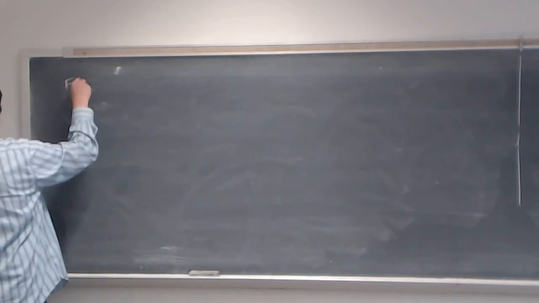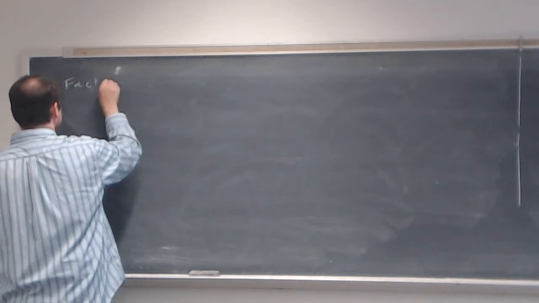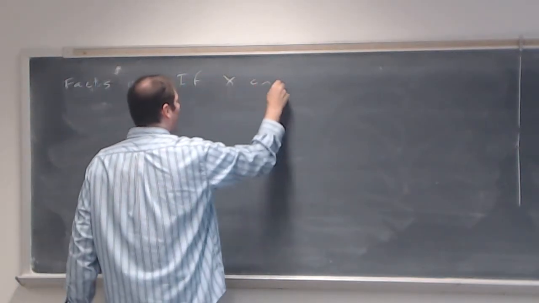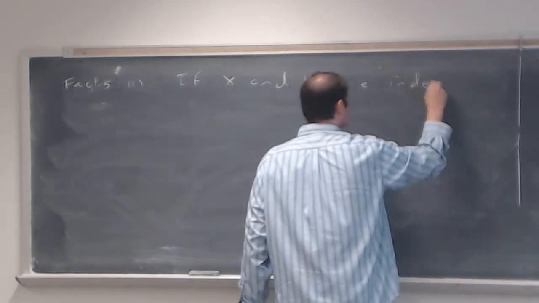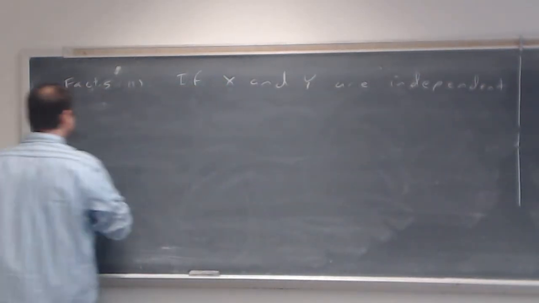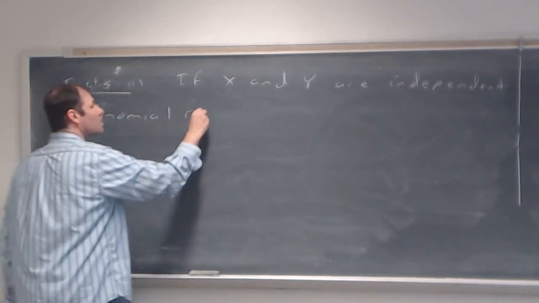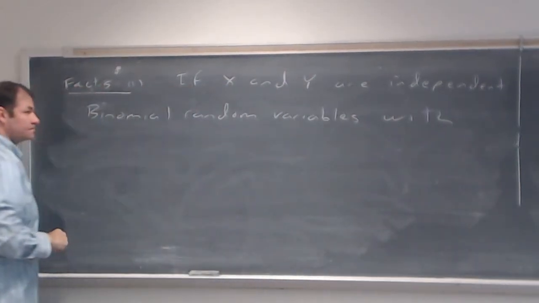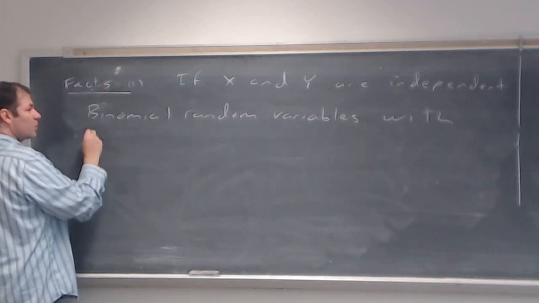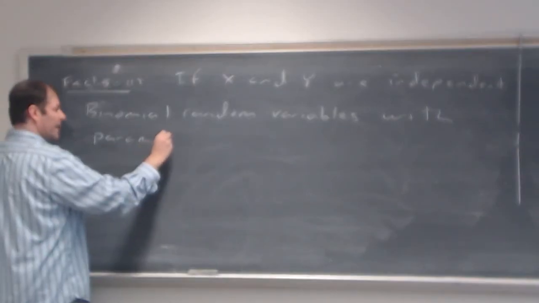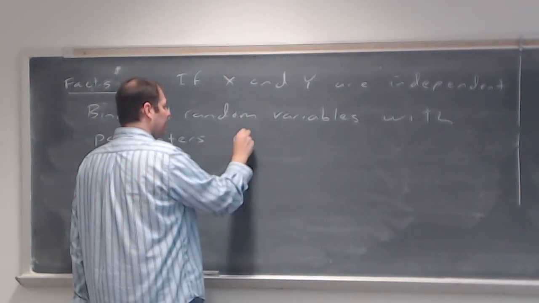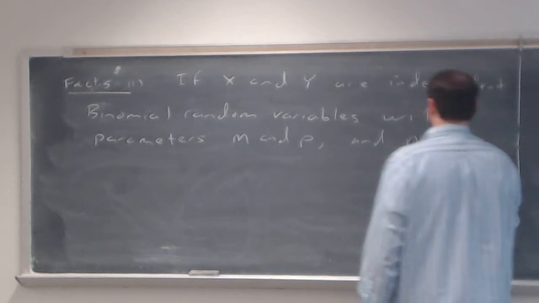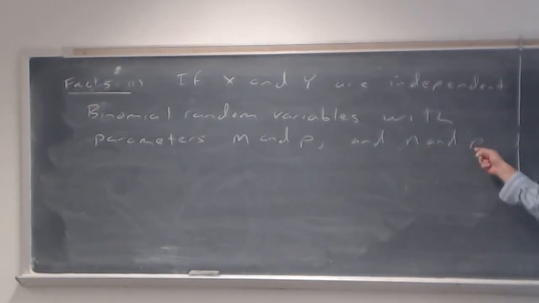Okay, so as facts, the first one is that if X and Y are independent binomial random variables with parameters, so the parameters for X are m and p, and for Y are n and p, so the number of times you do the Bernoulli experiment for Y is n times, and the probability of success is p.